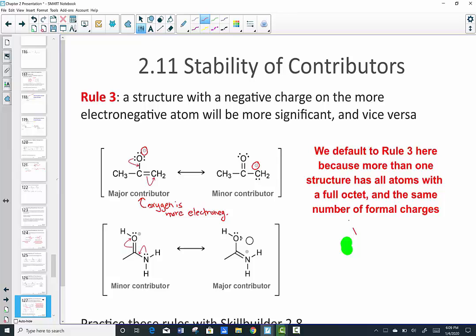Here we have a positive sign on the oxygen, and here we have a positive sign on the nitrogen. Now, who's more electronegative between N and O? Remember in our periodic table, C, N, O, F, as we move across period 2, the closer you get to fluorine, the more electronegative you are.